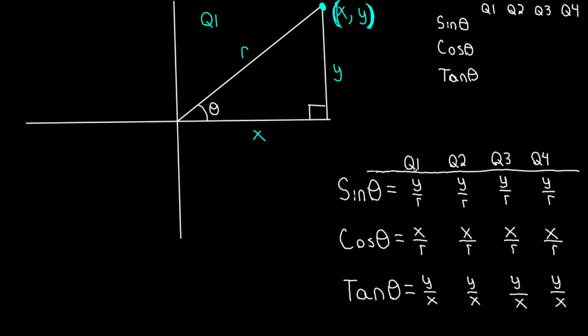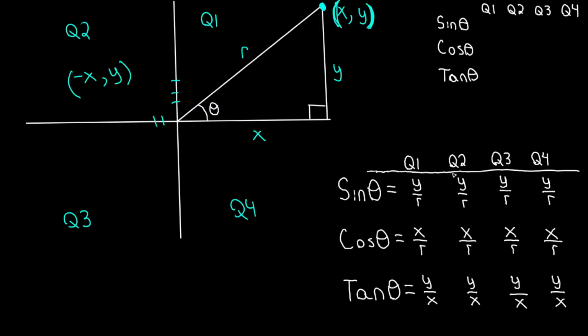So because we have this positive x and positive y in quadrant 1, and r is always positive no matter what quadrant we're in, r is going to be positive. We know that everything in quadrant 1 is positive. But what if we're in quadrant 2? To get to quadrant 2, we would have to go over negative x units and up some certain amount of y units. We'd have to go negative x units, positive y units.